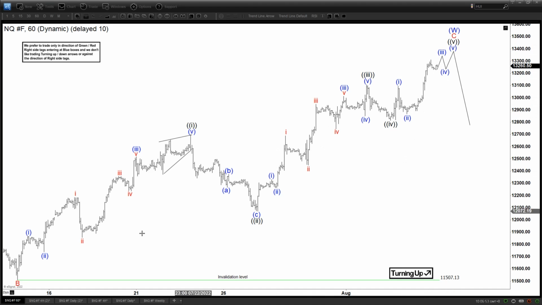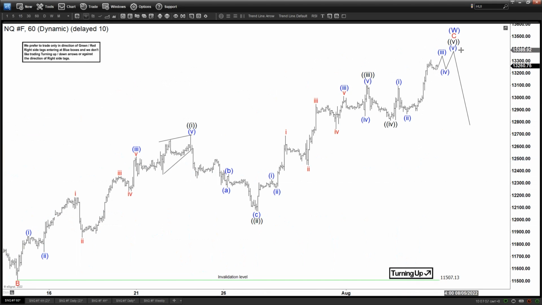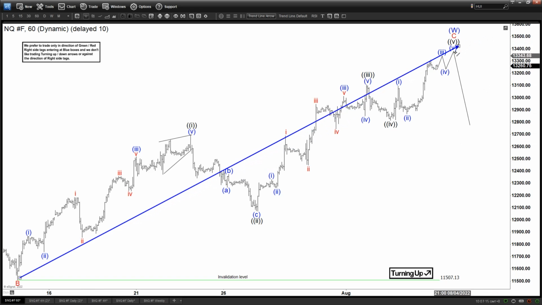Then once that is completed, we got a chance for this entire 1, 2, 3, 4, 5 in black to finish. Once that is completed, then we could see a pullback in 3 waves, right? So at minimum we could be looking for this correction. So if it doesn't go down in a larger degree, then at least we could expect some sort of correction of this rally starting from 11,507.